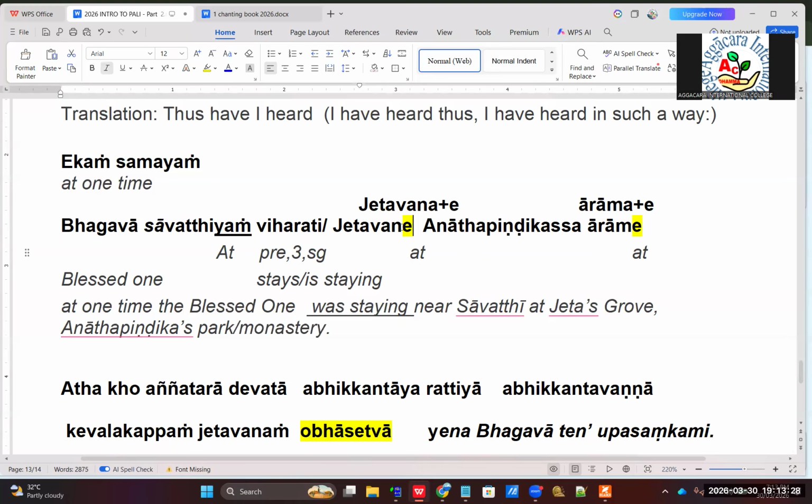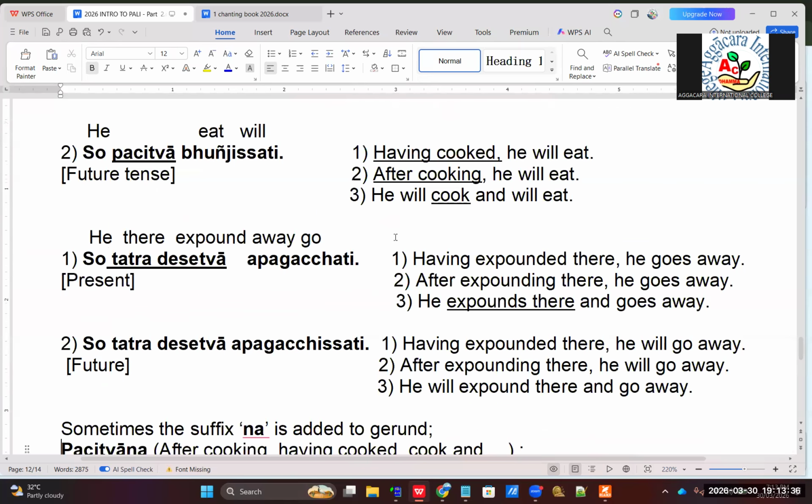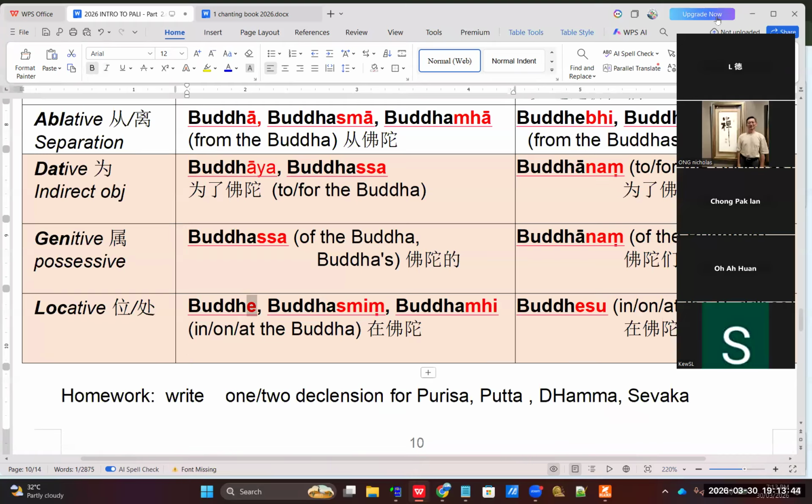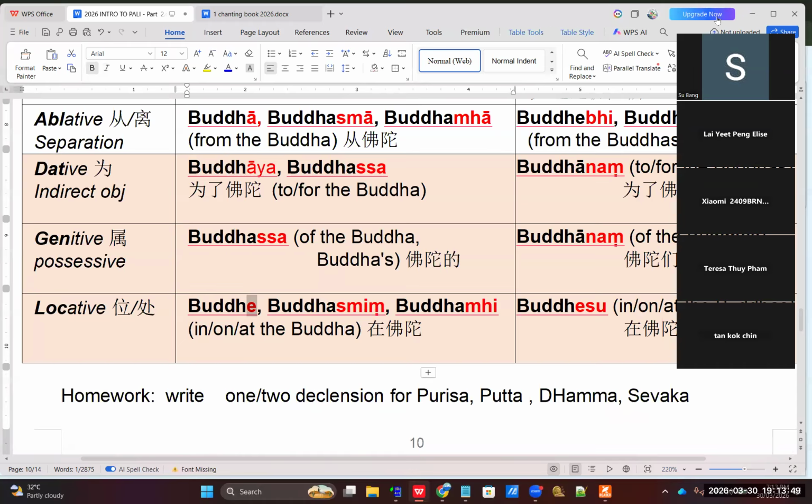Now, do you see the e sound here? Jetavana plus e, Arama plus e. If you notice the e, where is this e sound? You all see this e or not? All right, I ask Elenio: can you see this e?